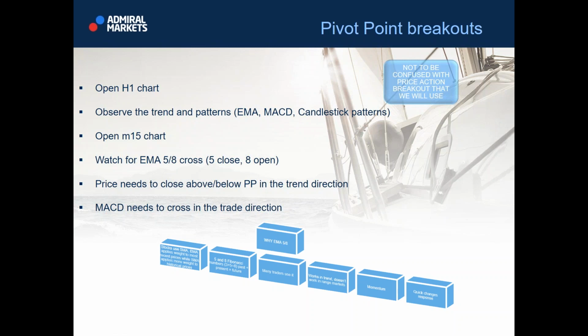So you open the 1 hour chart, observe the trend and patterns, EMA, MACD, candlestick patterns. Then open the M15 chart, and you need to watch for trend because you want to trade in the trend direction. You don't want to go counter trend. Watch for the EMA 5-8 cross, but your EMAs need to be 5 for close and 8 for open. Price needs to close above or below the pivot point in the trend direction, and MACD needs to cross in the trade direction. So why EMA 5-8?